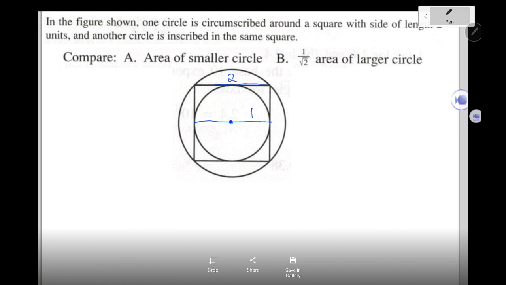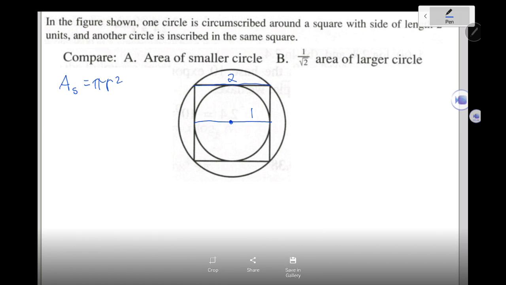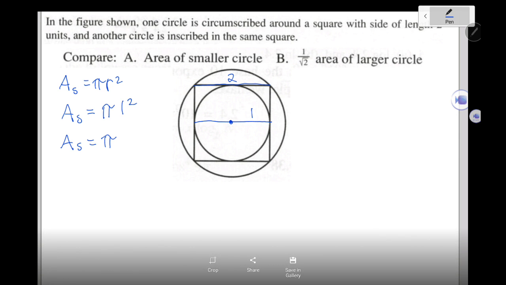So the area of the small circle is equal to pi r squared. And if the radius is 1, then the area of the small circle is equal to just pi, because I could say 1 squared, but then I'd have to say the area of the small circle is equal to just pi, since r is 1. Okay, for the large circle, we would think a little differently.